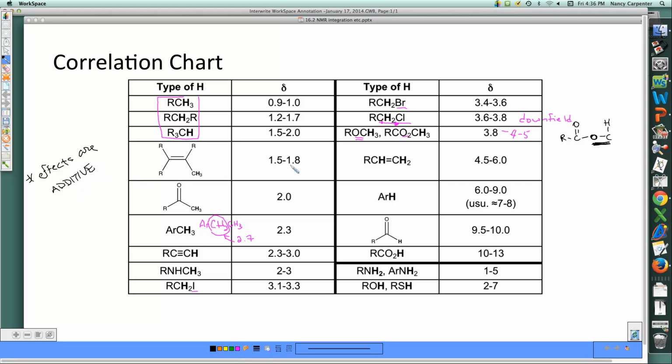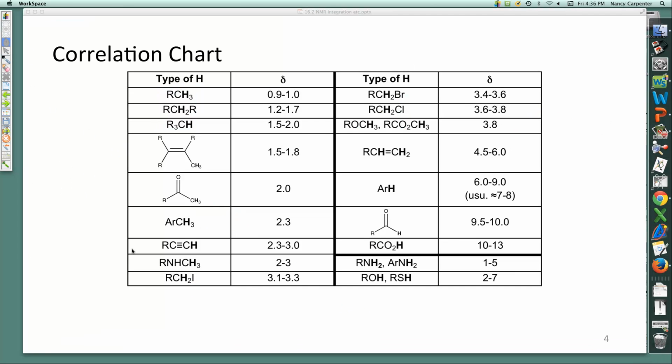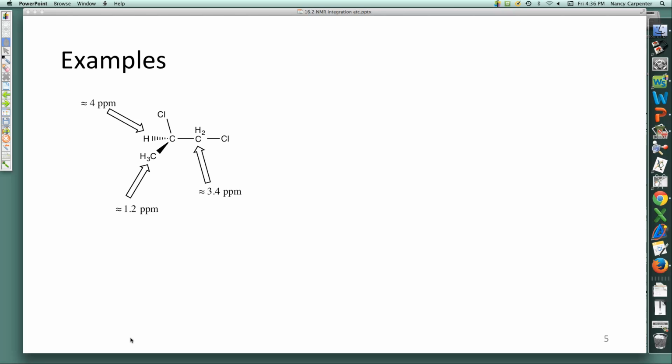So, in other words, if I have a CHBr that's around 3.4 to 3.6, but an RCHBr, 2 electronegative elements attached, holy cow, that's going to be pulled even further downfield. So stand forewarned. You've got to keep an open mind when you're using your correlation chart. Guess what? It's not black and white. All right, let's look at some examples.